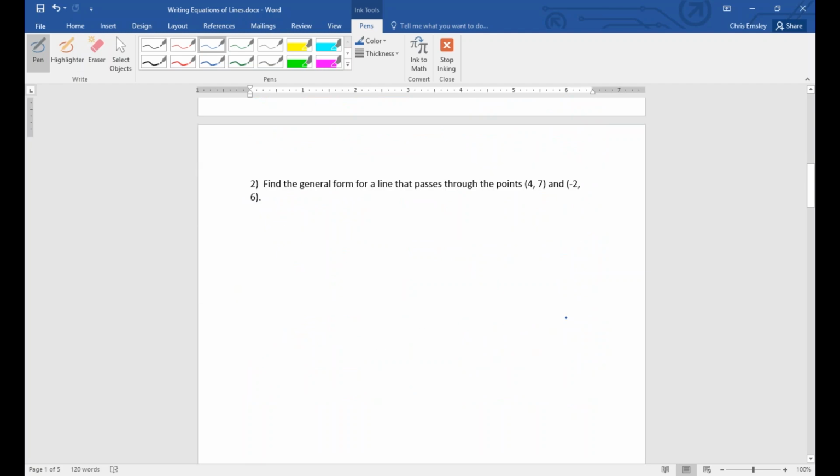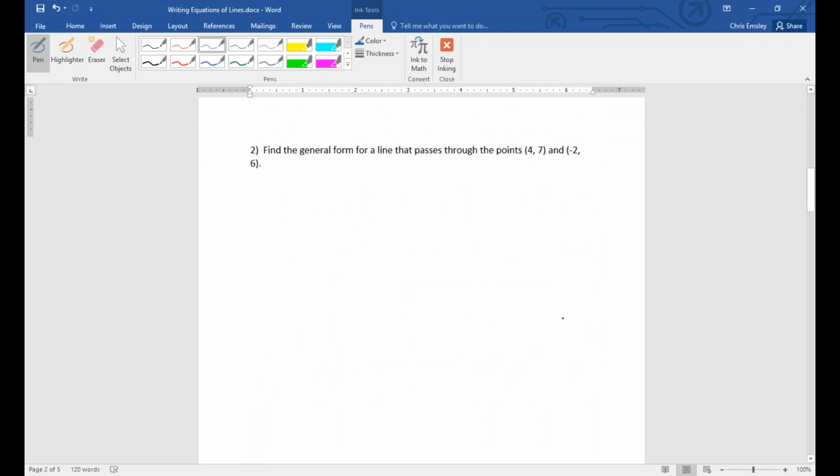Okay, in our next example, they want us to find the general form for a line that passes through the points (4, 7) and (-2, 6). Now, even though it's asking us for the general form, that's not the form we're going to start out with. We're going to have to start out with one of our other forms to get the information that we know. Remember, we said there's 2 things we need to figure out: the slope and a point. Well, they've given us 2 points.